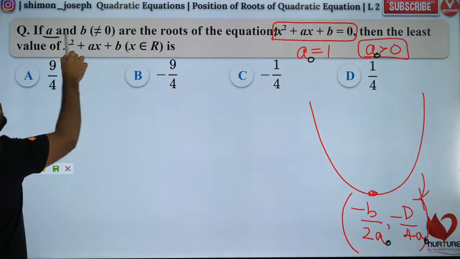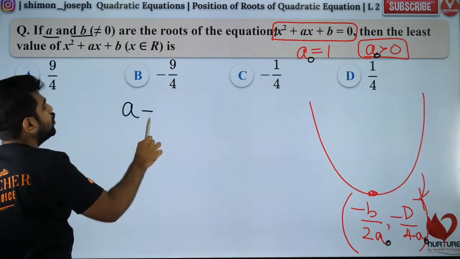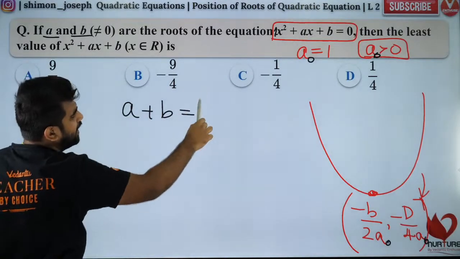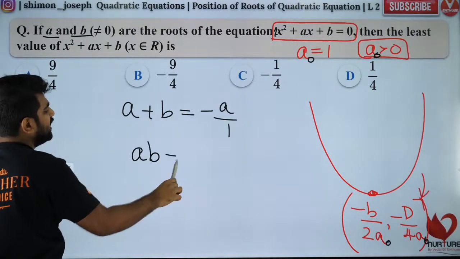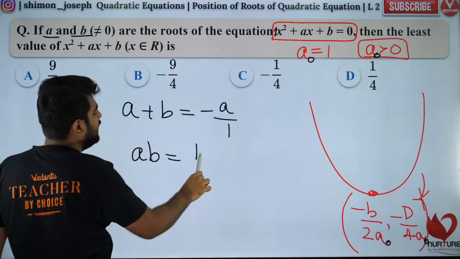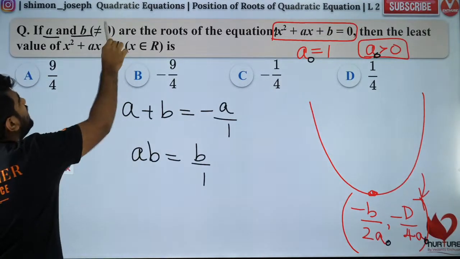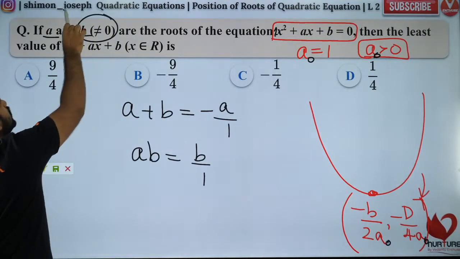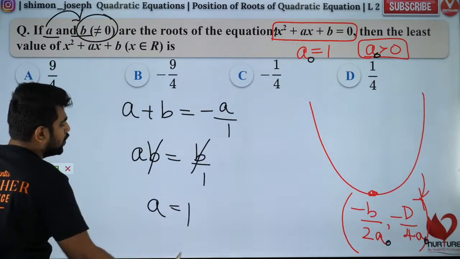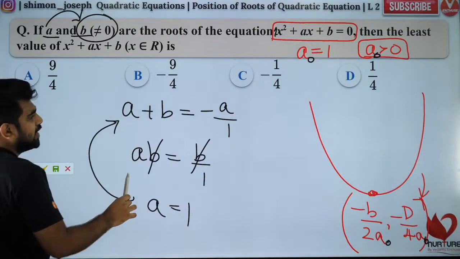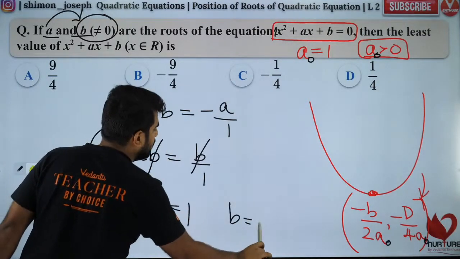So now A and B are the roots. The sum of the roots is equal to minus B by A, so it will be minus A by 1. The product of the roots is equal to C by A, which will be B by 1. We know B is not equal to 0, and A is also not equal to 0. So can I cancel B and B? I will get A is equal to 1. Put A equal to 1 here, I will get B is equal to minus 2.